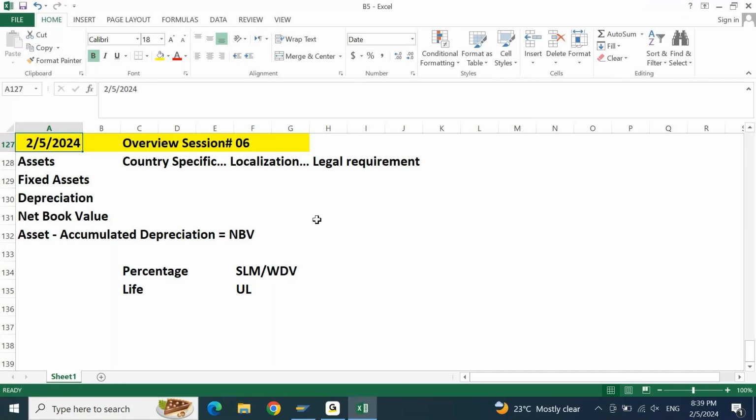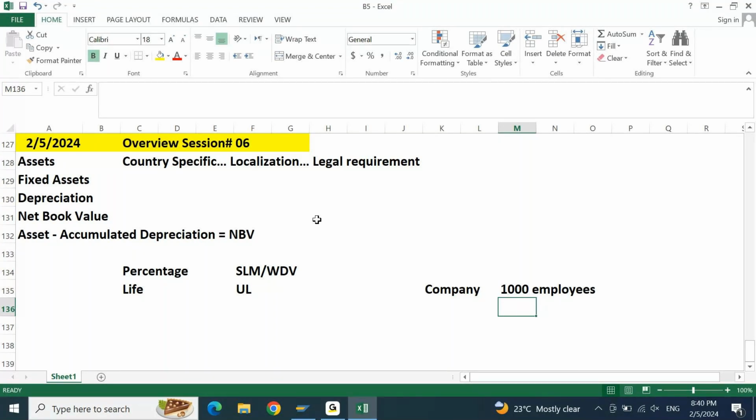Think about the companies which are going for SAP. These are all MNCs, multinational companies or large scale companies. For all these big companies, you will be having a lot of assets. For example, let's say there is a company, and in that company there are 1,000 employees. Nowadays, 1,000 employees in a company is quite common.